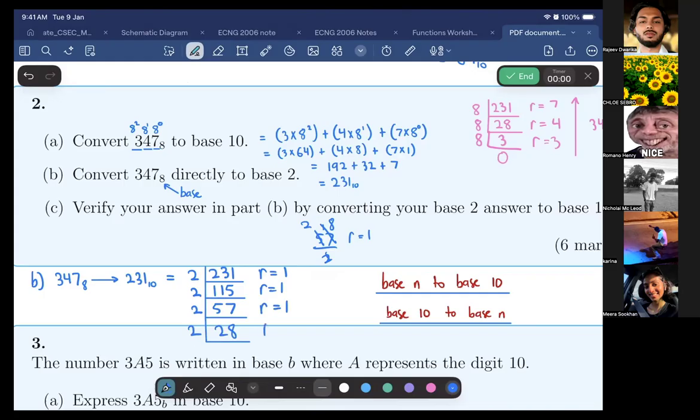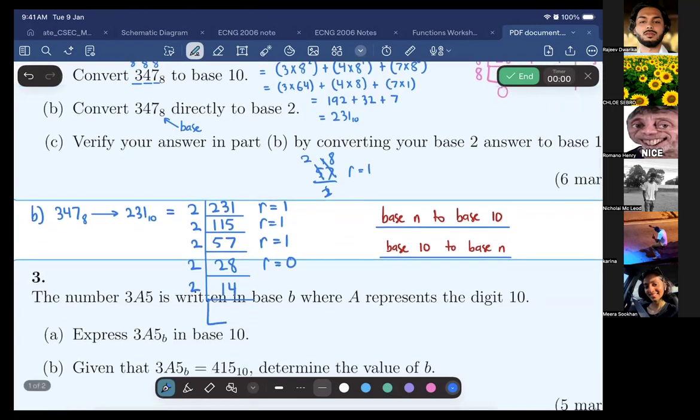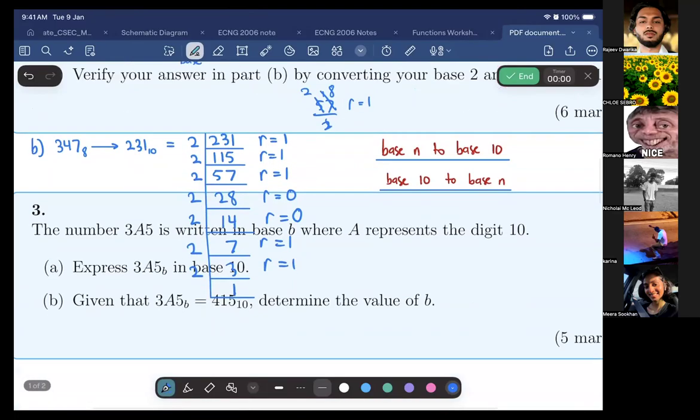2 could go into 28 how many times? 14, so the remainder is 0. 2 could go into 14 how many times? 7, so that remainder will be 0. 2 going into 7 how many times? 3, remainder 1. So I'm going to put the 3 here and the remainder 1 here. 2 could go into 3, 1, remainder 1. And 2 could go into 1 how many times? 0. So the remainder we end up with is 1.